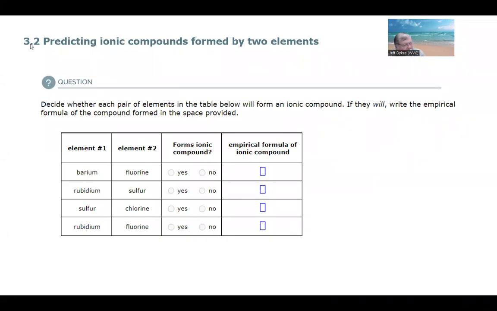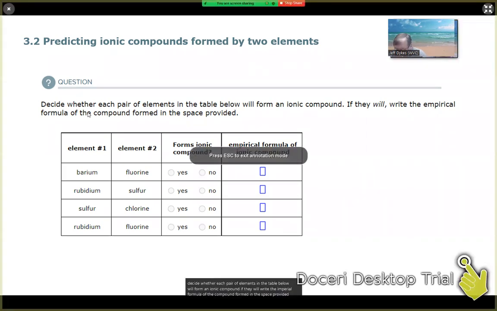Today we're going to look at question 3.2, predicting ionic compounds formed by two elements. So the question is, decide whether each pair of elements in the table below will form an ionic compound. If they will, write the empirical formula of the compound formed in the space provided. Okay, so we get an understanding of what will make up an ionic compound.